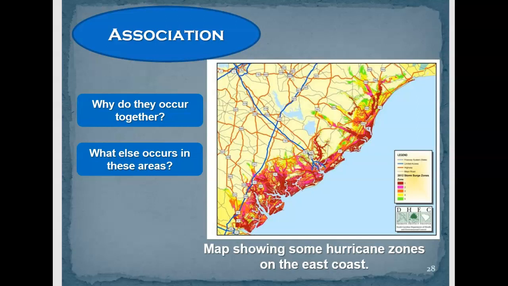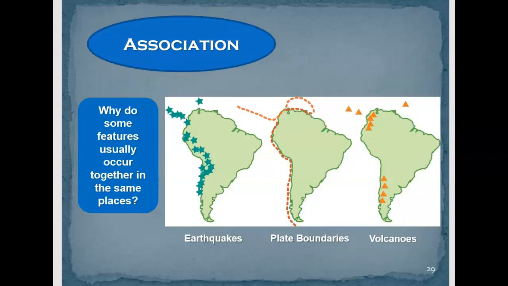So here we can see hurricane zones on the East Coast. This map is helping us answer this question or to observe this question and research this question. Why are the hurricanes happening here? What else occurs in these areas? What are the commonalities? How are they associated?